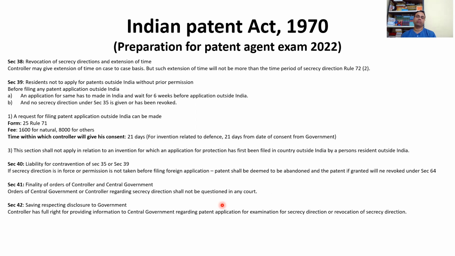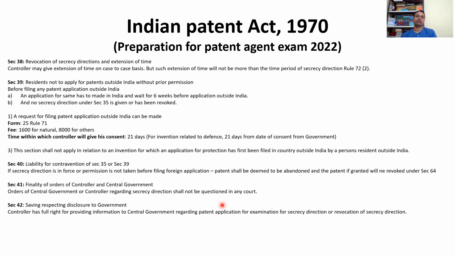This section shall not apply in relation to an invention for which the application for protection has been filed in a country outside India by a person resident outside India. If there is a scenario where there are multiple inventors in a company, you have R&D in India, and you also have R&D outside India, but the R&D team outside India, along with all the inventors from outside India and no one from the Indian R&D team, have already filed an application. And again, when it is coming to India, they include someone from the Indian team during filing in India. In that scenario, it is not required, because it is already publicly known.